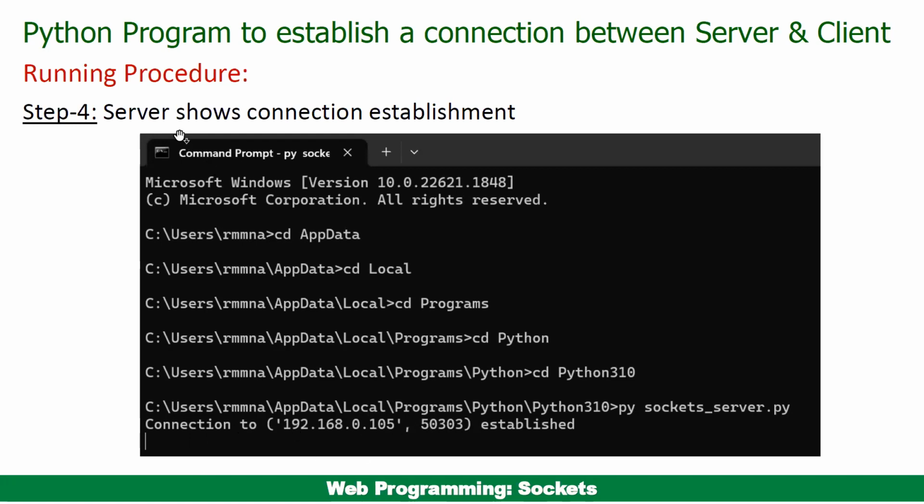This is the server side output after running the client program. Server source, connection establishment, IP details. So like that, we can implement client server communication program using Python. Okay, let us come to the Python and demonstrate the same.